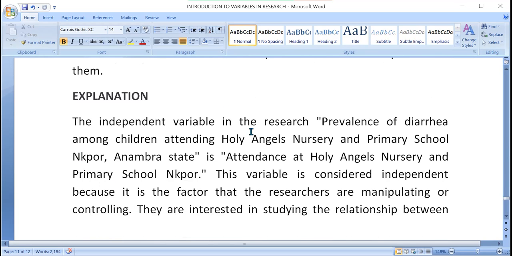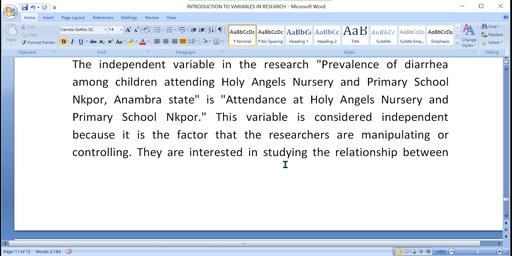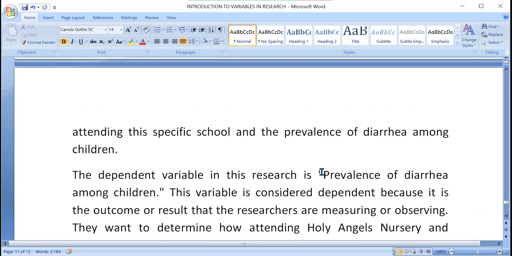The independent variable in the research, prevalence of diarrhea among children attending Holy Angels Nursery and Primary School, is attendance at Holy Angels Nursery and Primary School, which is being studied. This variable is considered independent because it is the factor that the researchers are manipulating or controlling. They are interested in studying the relationship between attending this specific school and the prevalence of diarrhea among children.